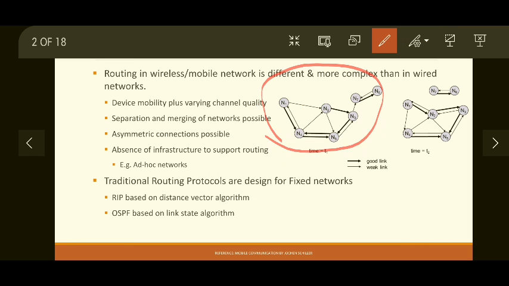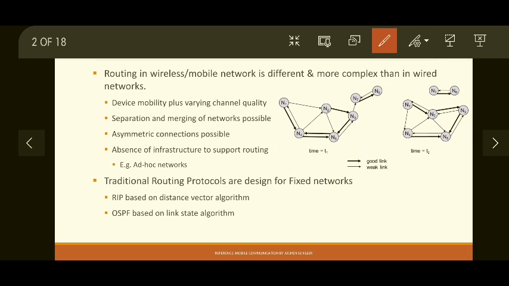Okay. So the next one, why it is more complex in wireless network. The separation and merging of network is possible in case of mobile networks. In fixed networks, all these nodes, N1 to N7, will be stationary. They will not change their position frequently, or very rarely they will change their position. Now, because of mobility, these nodes will change their location frequently, and that may possibly result in separation of a network or merging of two networks.